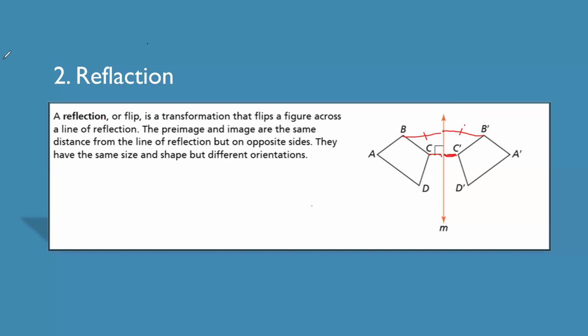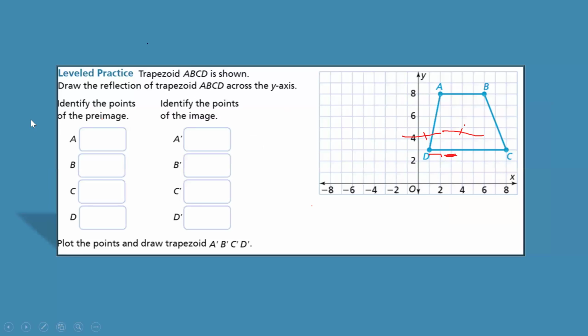Let's start with the first question. Here, trapezoid ABCD is shown reflected across the y-axis, and it asks me to identify the points. So y-axis means from D to the y-axis is the same distance as from the y-axis to D prime. This is D prime. From A to the y-axis, 2 units. So from the y-axis to A prime, also 2 units. This is A prime.